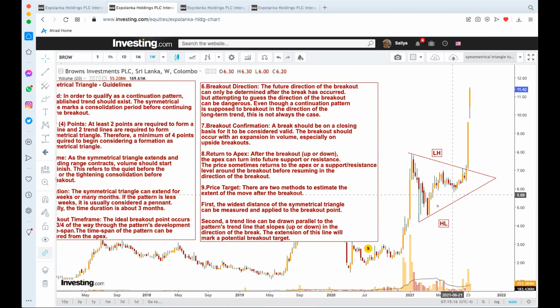In the case of the triangle, when the contraction takes place, where the highs are lowering and lows are increasing, there's a contraction. When this contraction takes place, you can see that the volumes are coming down. This is, as I mentioned, a continuation pattern. In a continuation pattern, what happens here is called a consolidation, an accumulation, a collection of shares, right?